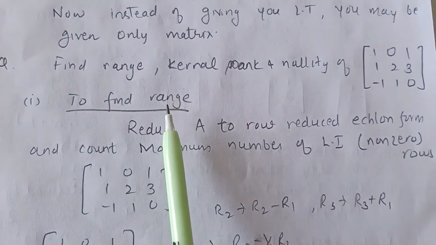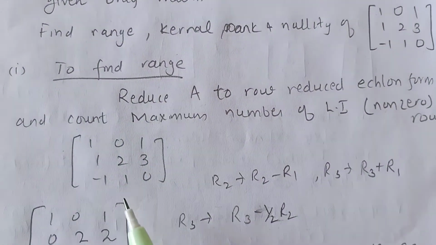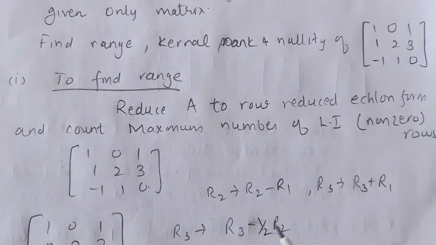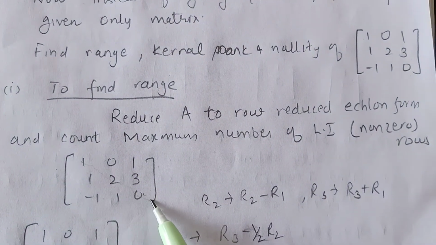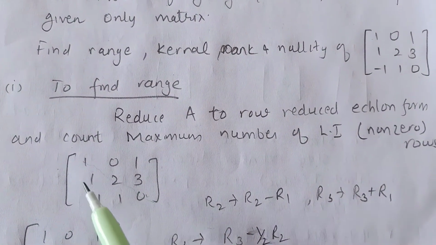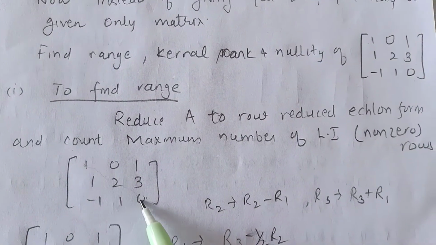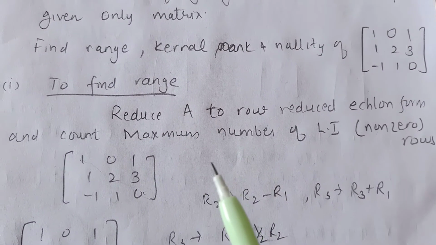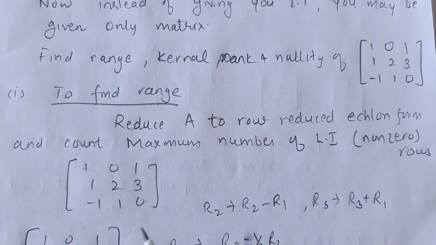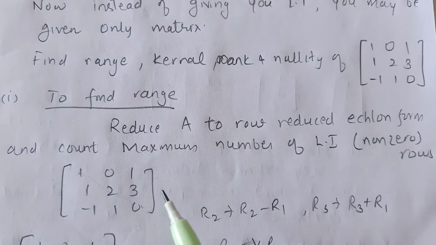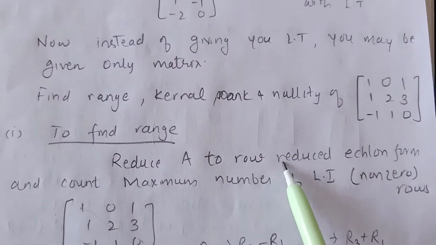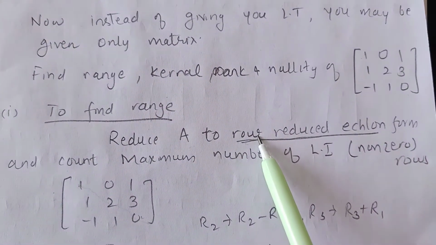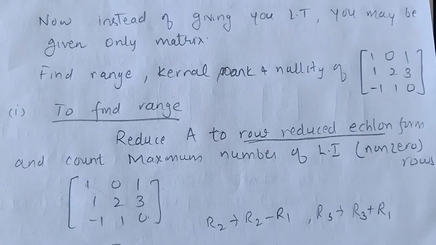So first, to find the range, we will convert our matrix into row reduced echelon form. What is row reduced echelon form? It is converting your matrix into an upper triangular matrix. What is an upper triangular matrix? The matrix whose entries below the diagonal are all zero. Only non-zero entries are there on the upper part of the triangle. That is known as an upper triangular matrix. So this is necessary. As the name indicates, it's row reduced echelon form, so you are to apply only row operations. No column operation is allowed.